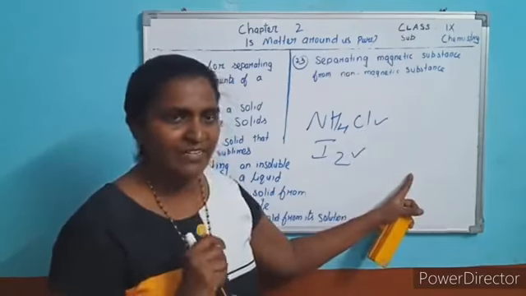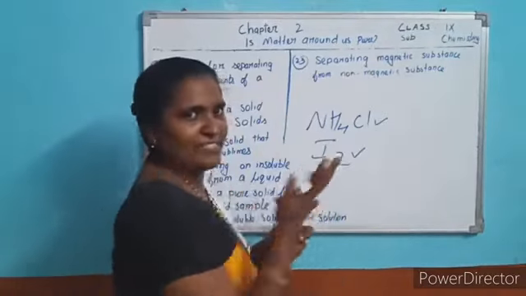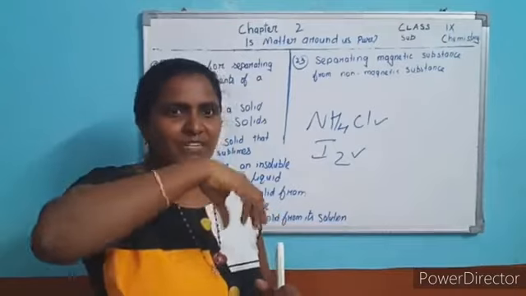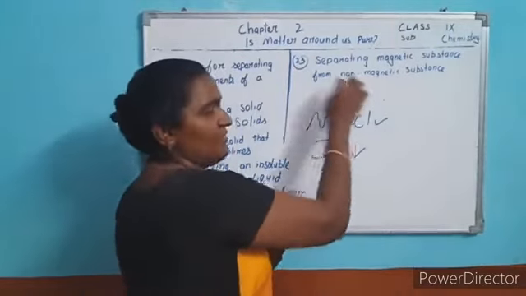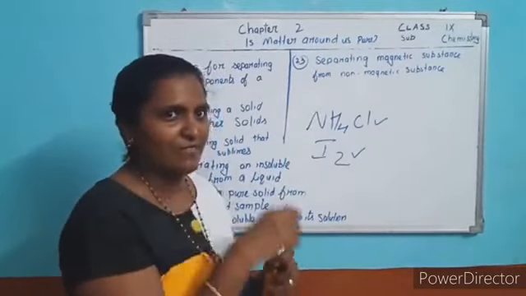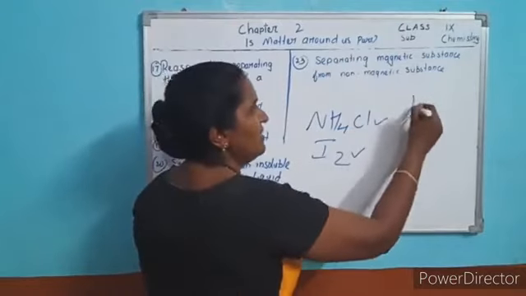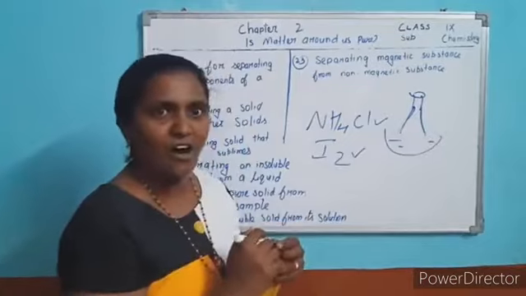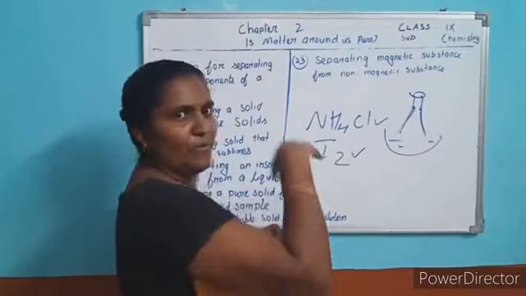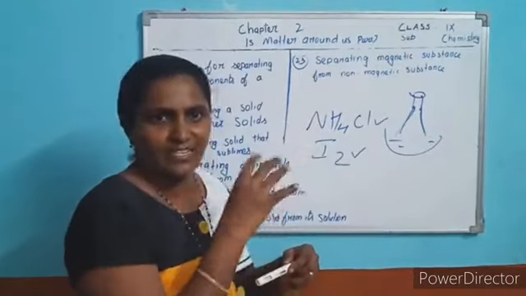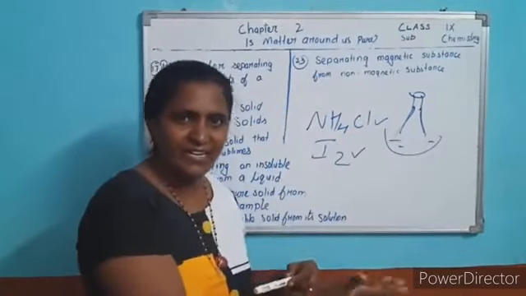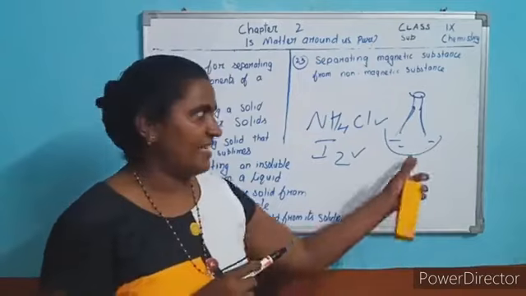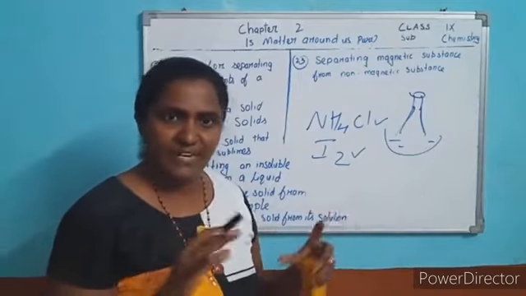How will you separate? Take the mixture in a china dish and keep a funnel in the inverted position, and the top of the funnel you cover with cotton. Okay, here you take this mixture in the china dish. On heating, only this compound will sublimate. Let me change into gas, whereas sand will remain on the surface of the china dish. This way we can separate.